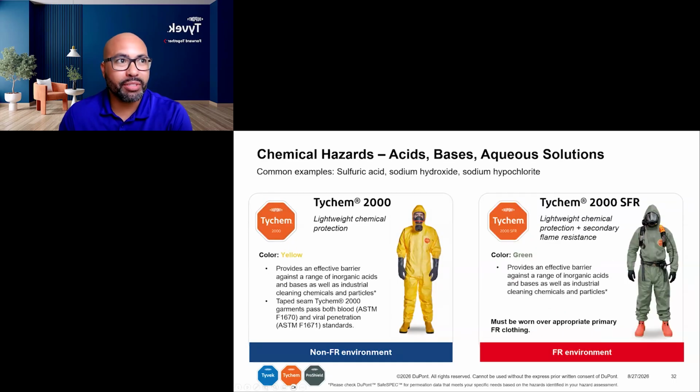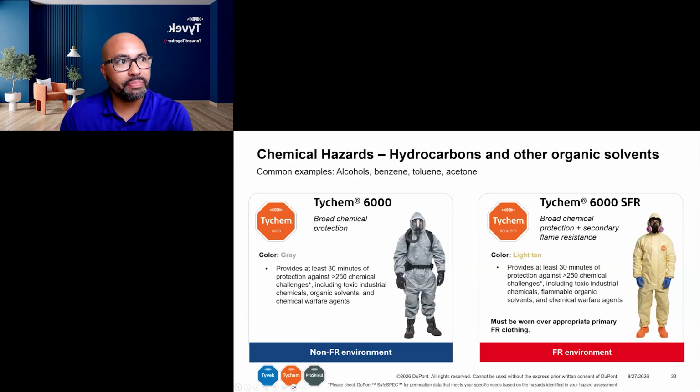If your site has chemical hazards such as sulfuric acid or sodium hydroxide, choose our Tychem 2000. It provides lightweight chemical protection against inorganic acids, bases, and cleaning chemicals. Again, if you're in an FR environment, choose our Tychem 2000 SFR. It offers that same chemical protection against inorganic chemicals, as well as providing secondary FR protection. Second time I say this: SFR protective clothing is to be worn over primary FR clothing.